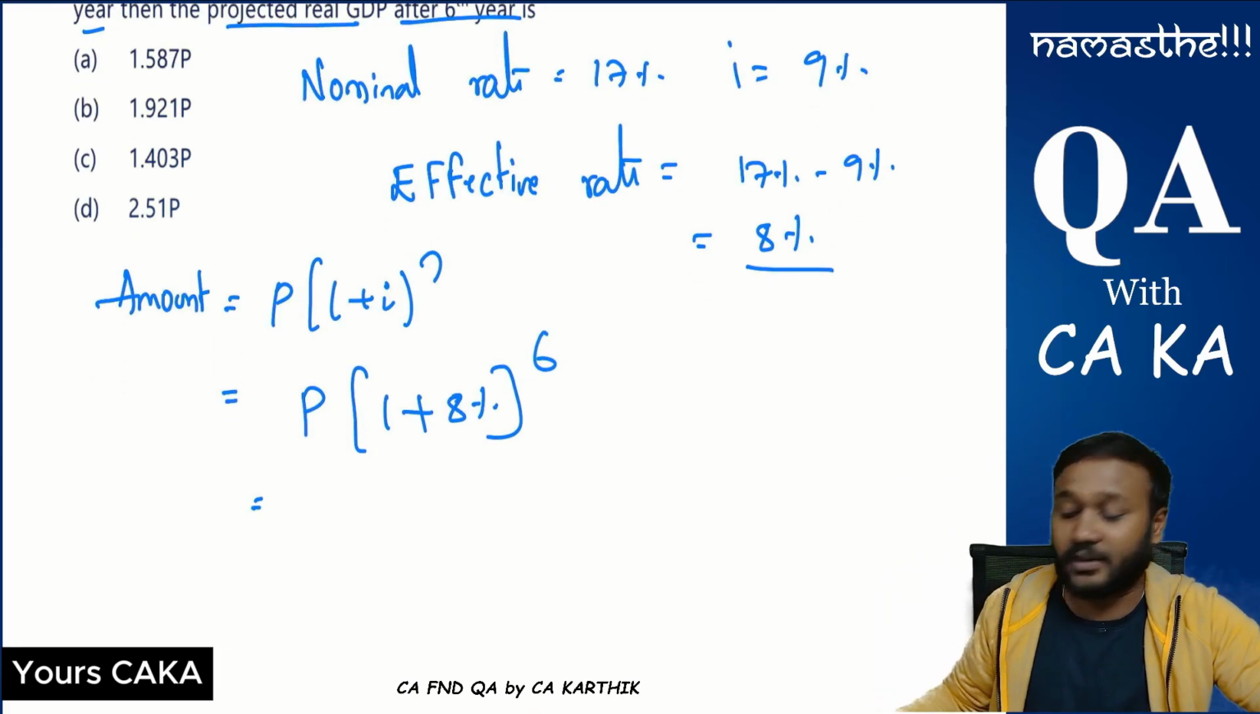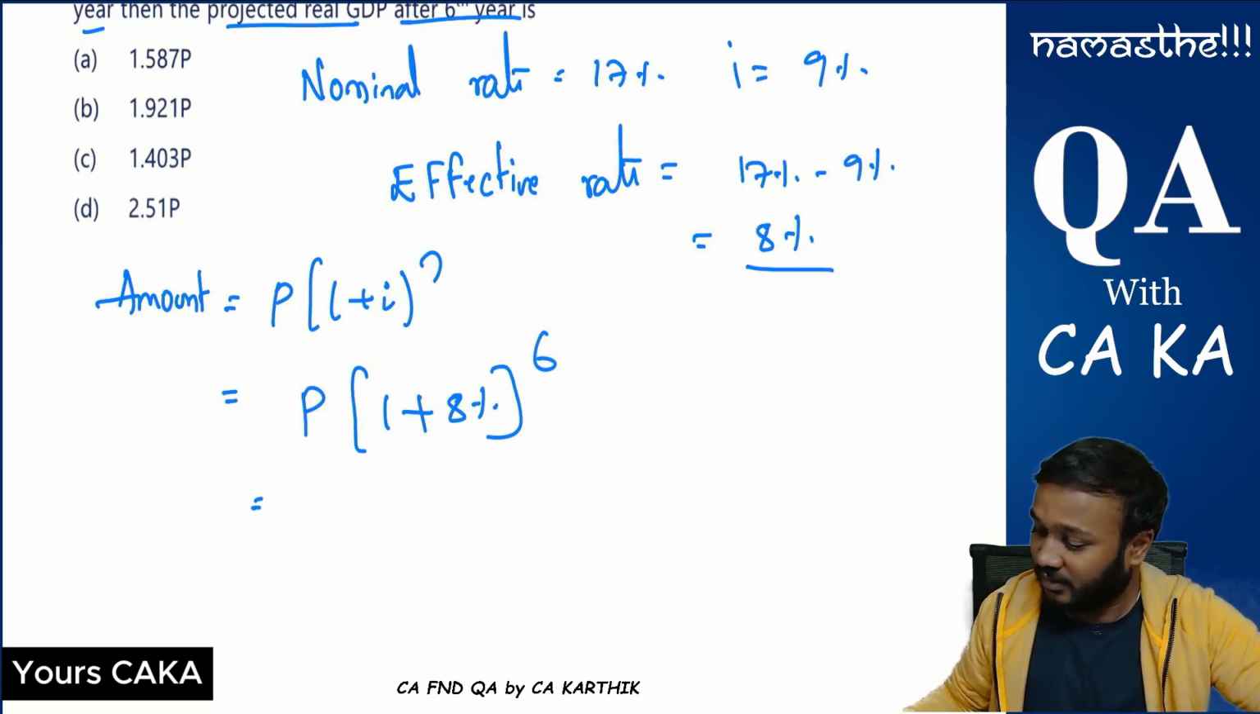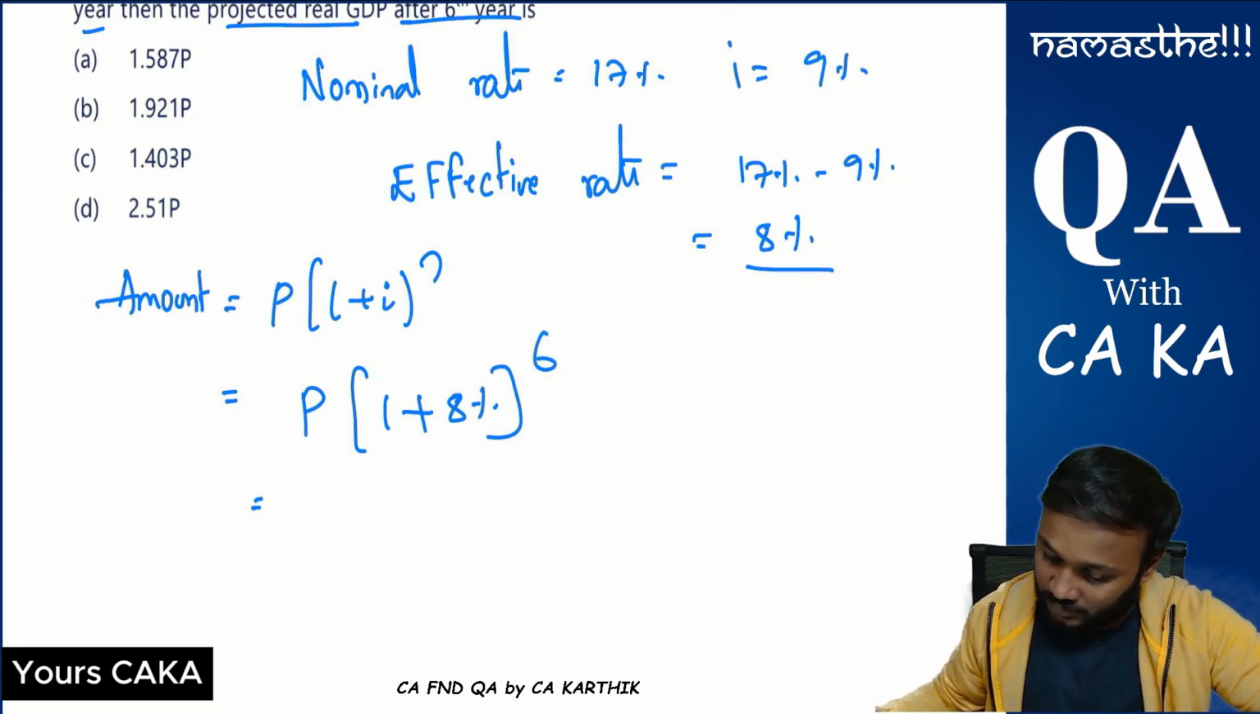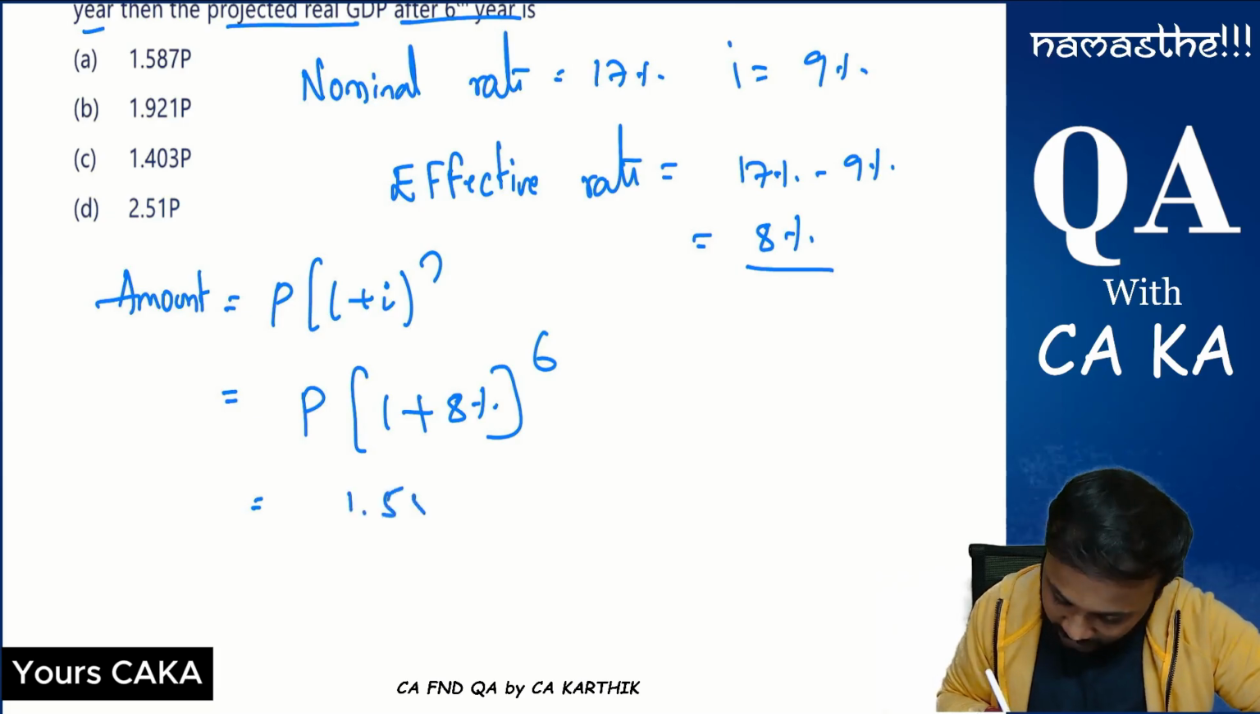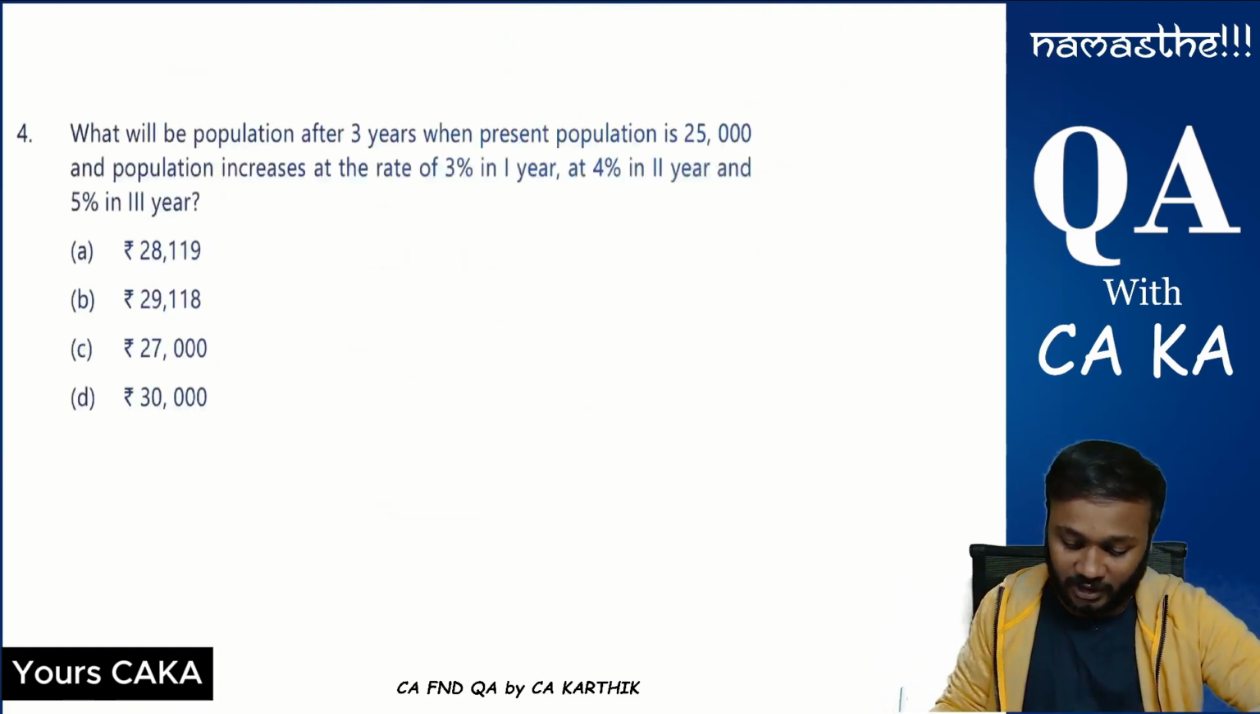So straight away you can do it in the calculator. 1 plus 8%, and then multiply by equal to, 5 times: 2, 3, 4, 5. Once you calculate this, you get 1.5868 into P, which is equal to option A.